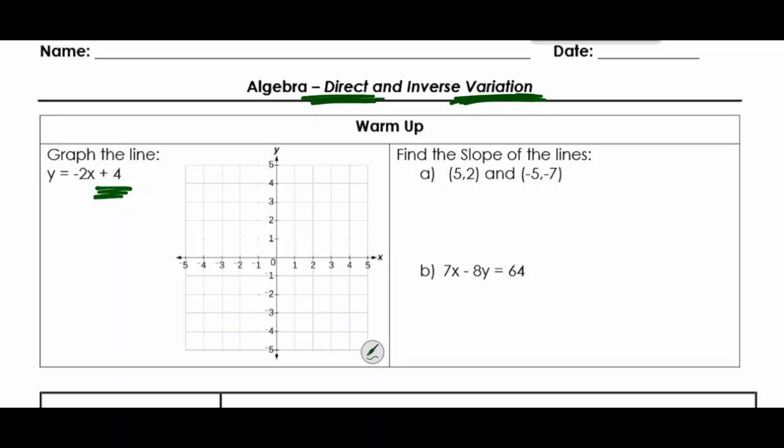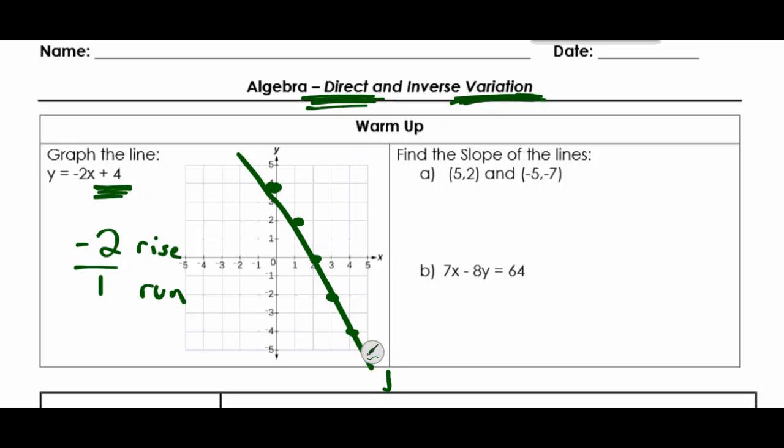This has a y-intercept of 4. When we have direct variation, it's going to have a y-intercept of 0. So I'm going to start this graph at 4, and it's going to have a slope of -2. So that means every time I'm going down 2, that's my rise, and over 1 spot, that's my run. So down 2, over 1, down 2, over 1, down 2, over 1, and you can keep doing that. That makes my graph there.